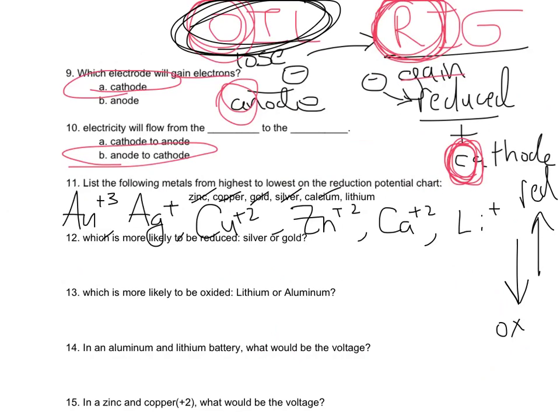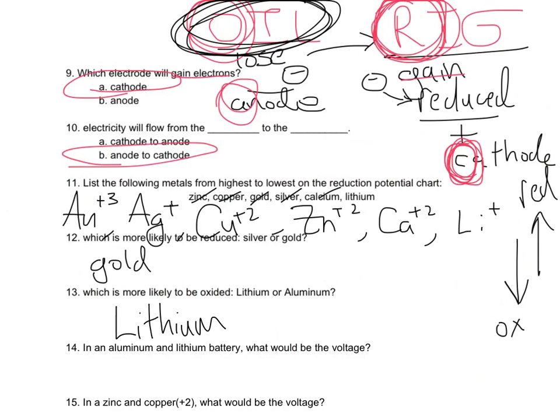Question 12, which is more likely to be reduced, silver or gold? So this is whatever's higher on the reduction potential chart, and that would be gold, Au. 13, which is more likely to be oxidized? So again, oxidized, what's lower on the chart? Lowest on our reduction potential chart is lithium, so we could say lithium.